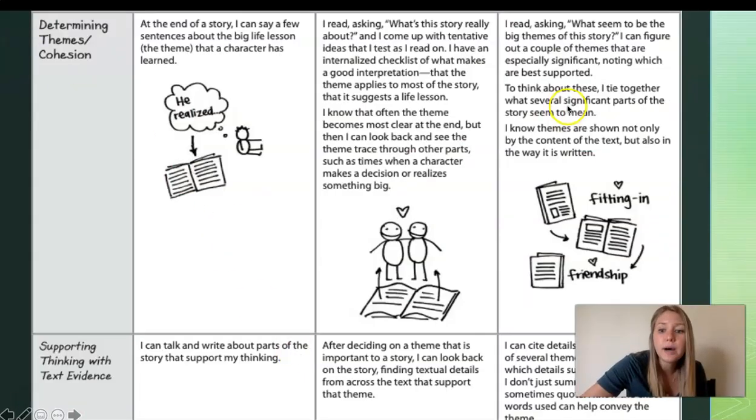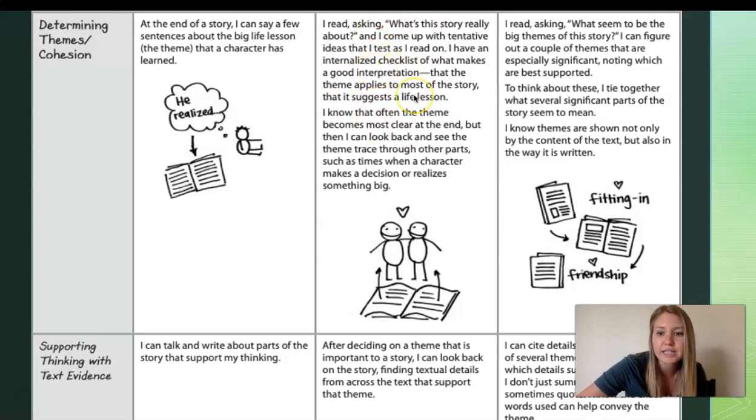Okay, there we go. So this is just our learning progression. I wanted to show you quickly because you did talk about themes in third grade and at the beginning of the year as well, but there's a little bit of a change now. So in third grade, at the end of the story, you wanted to be able to say a few sentences about the life lesson that the character learned or the theme. The difference in fourth grade is that when you're reading, you're asking, what is this story really about? And you come up with tentative ideas as you read on, which means that you might not be done with the book yet, but you're always thinking about what the theme might be. So it's not just at the end of the story now, you're starting to think about it earlier on in the book. You know, every book has a theme, and you're thinking about what it must be.